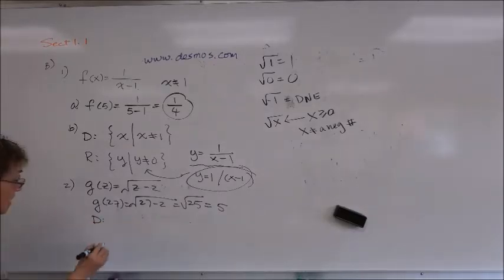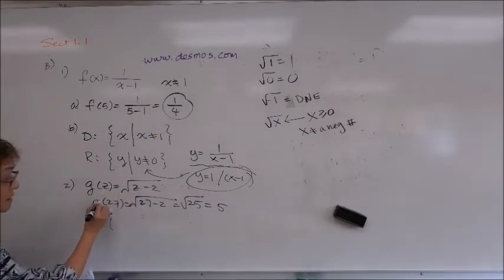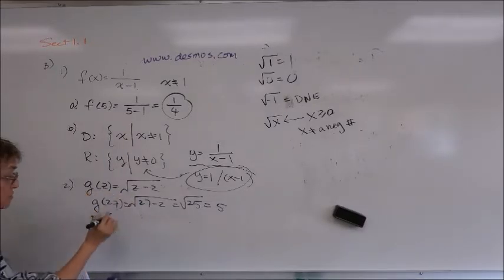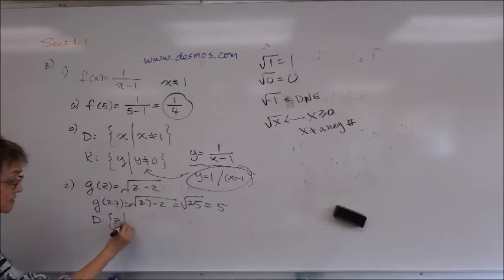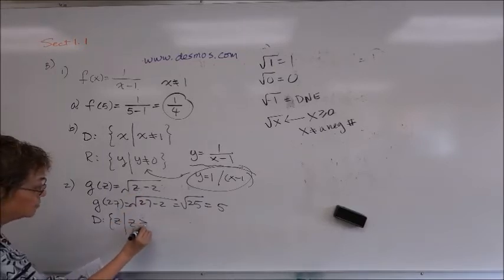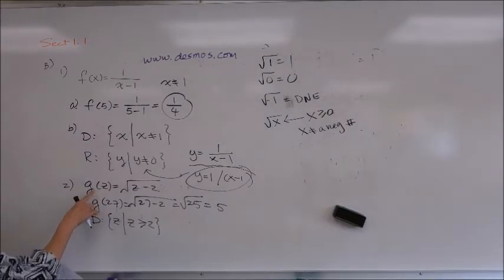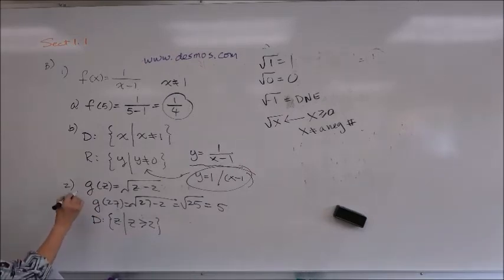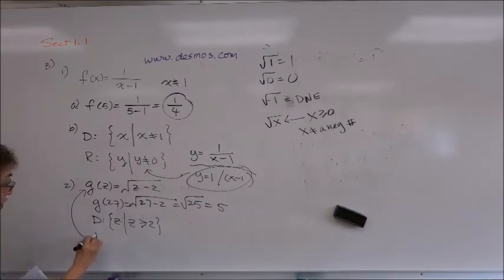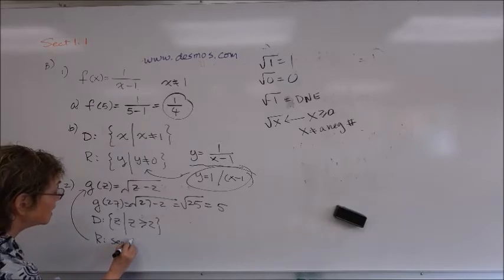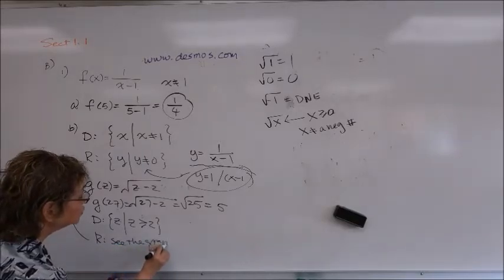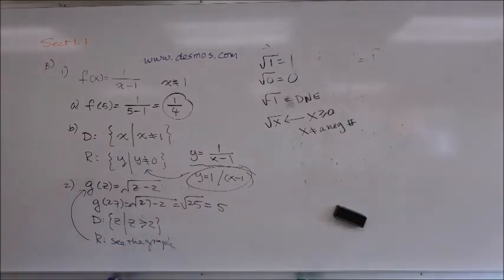Domain, this one is what? All the possible x values for this one. x has to be what? Bigger than or equal to 2. So make the inside of the radical 0 or positive. Then actually, we will talk about how to graph this one, okay? For the range, you have to see the graph for you to be able to decide.